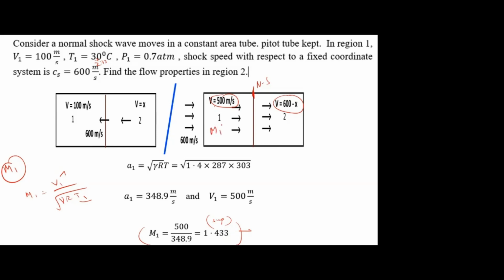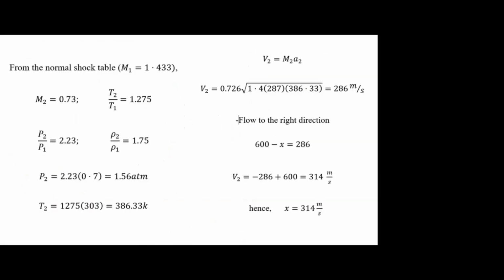Yes, sir. So here M1, then there is a normal shock. Then we know how to find the downstream properties. From M1, using the normal shock table, we can find M2, T2 by T1, P2 by P1, and all other ratios. What they're asking is V2. This is the V2 formula: M2 into root of gamma R T2. What is given is P1, T1, V1. We know T1, from that we can find T2. You substitute that here, and from that you can get V2. Is it clear?